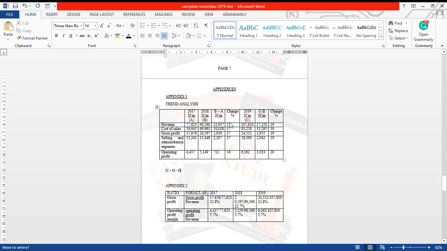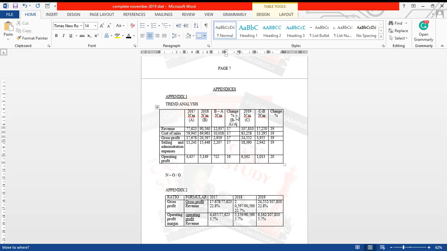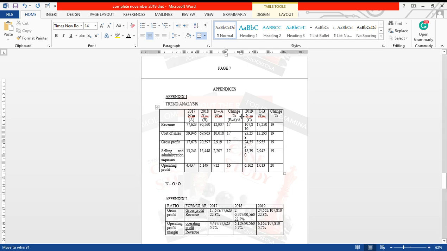So how do we get this? We can have it here just for you to understand. We got it by doing B minus A, divided by A. That was how we got the figure. That's how you get your change. No O. That is your new minus old over old. Do you understand? So you do that as well.